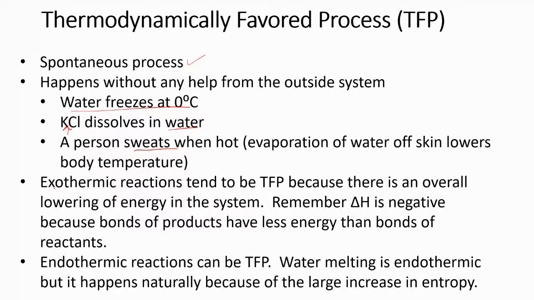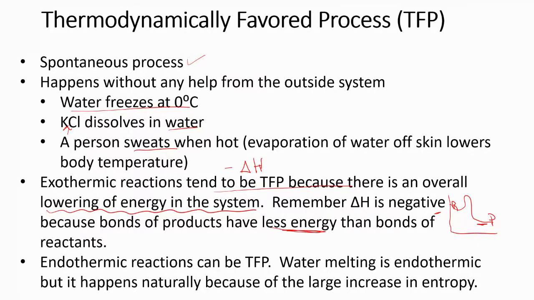Exothermic reactions, where our delta H is negative, tend to be thermodynamically favorable, right? Because we said that a negative delta H is favorable. Why? Because we are lowering the energy in the system. All right. So our delta H is negative because the bonds of the products ultimately have less energy than that of the reactants, right? So if we were to draw our quick reaction here, and this is our energy, our products have less energy than our reactants.